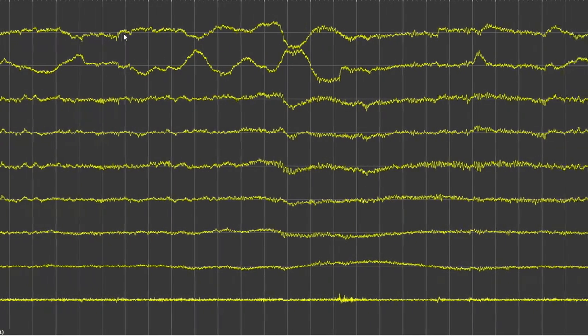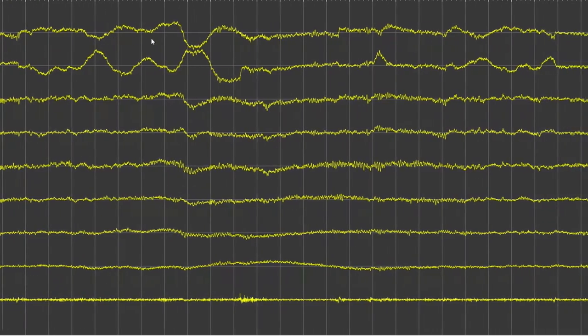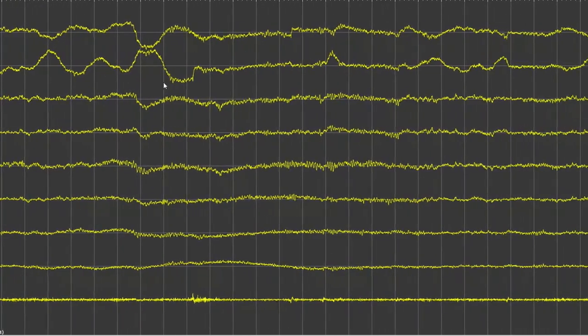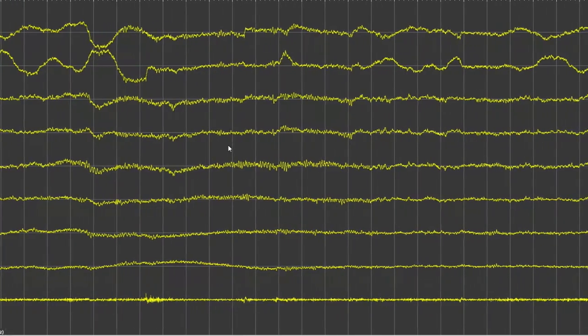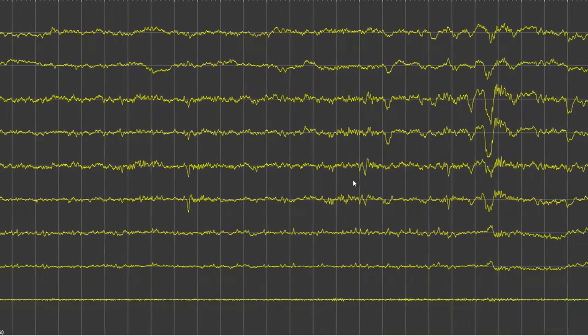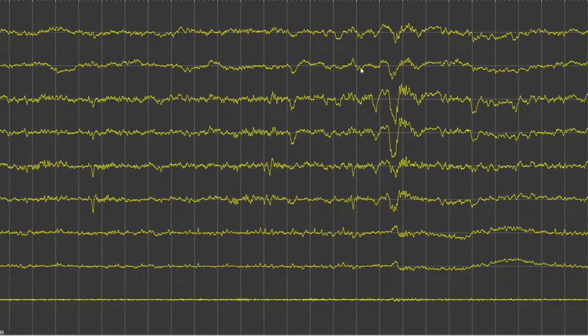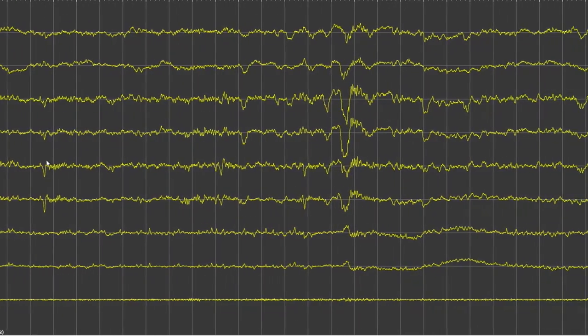Here's the first indication of falling asleep. You can see slow rolling eye movements and lower frequency waves. If we jump ahead in the recording, we can see the first physiological indications of light sleep, called K complexes and sleep spindles.